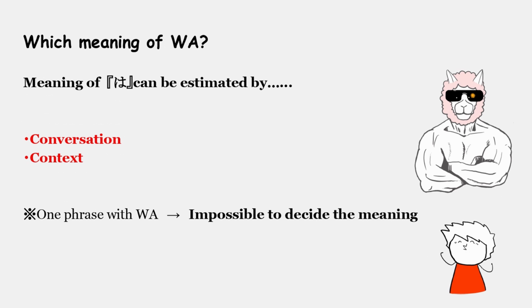But wait a second. Since there are 7 meanings, how can we determine one? In fact, we need conversation or context to determine the meaning. As a result, when there is one phrase with wa, it's normal that we don't know the exact meaning.